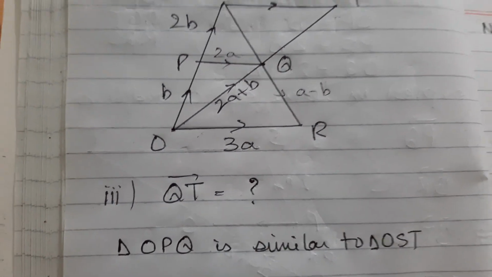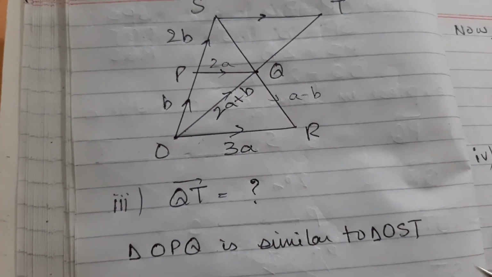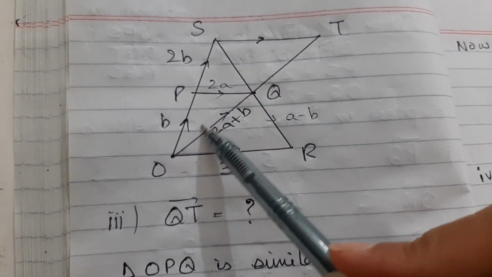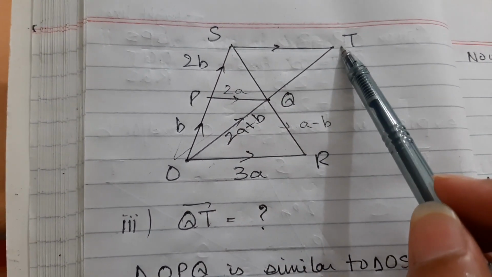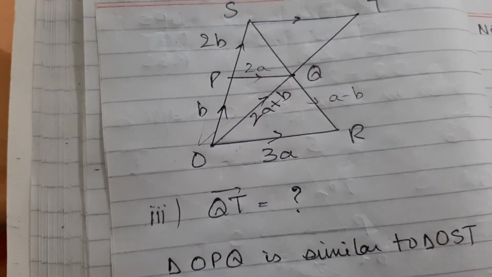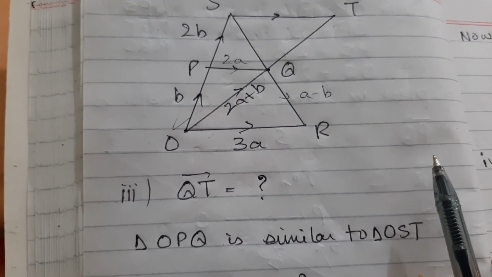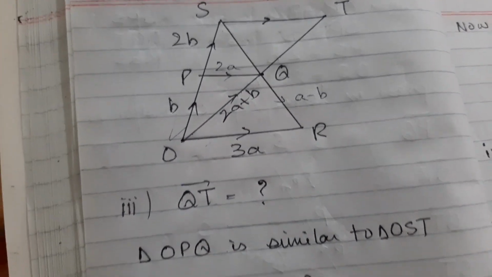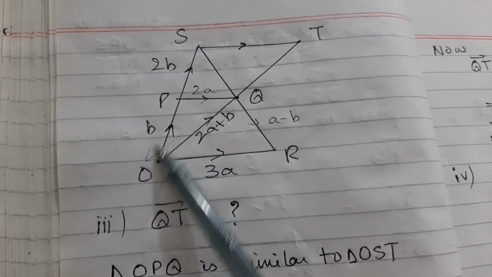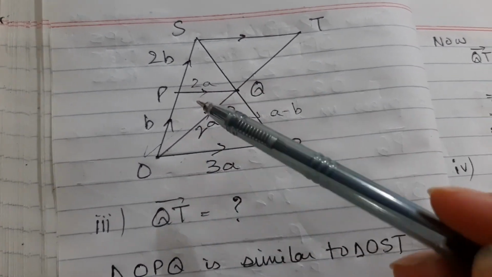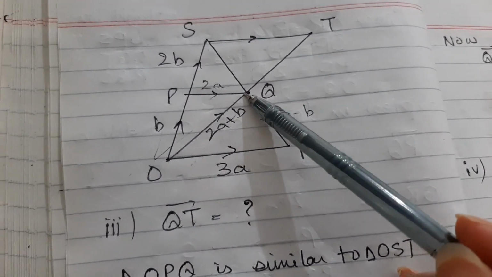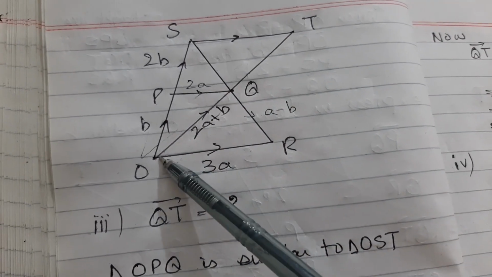Now we have to find out what is QT. Now if you see here, to find out QT, what path do I take? If I take this path, I don't know ST. So here you will use the ratio, similar triangle concept. That's why this part was a little challenging for students in that year. So if you see, triangle OPQ and OST are similar. So the ratio of this side with this side is similar to this side with this side.